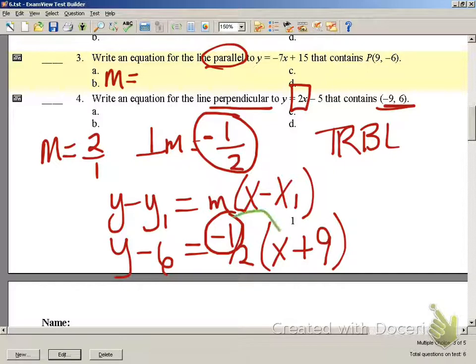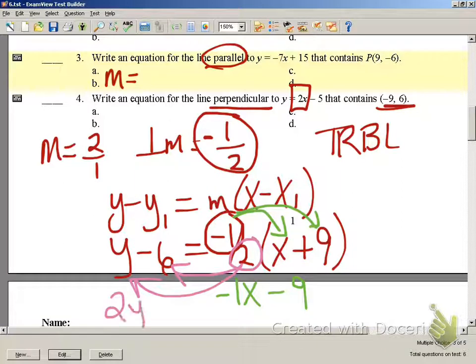So negative 1 is going to be multiplied to x. Negative 1 is going to be multiplied to 9. So it gives me negative x minus 9. And then I'm going to take the bottom number and I'm going to multiply it to the left, to both terms. So 2 times y is 2y minus 12. So I have 2y minus 12 equals a negative x, negative 1x minus 9.